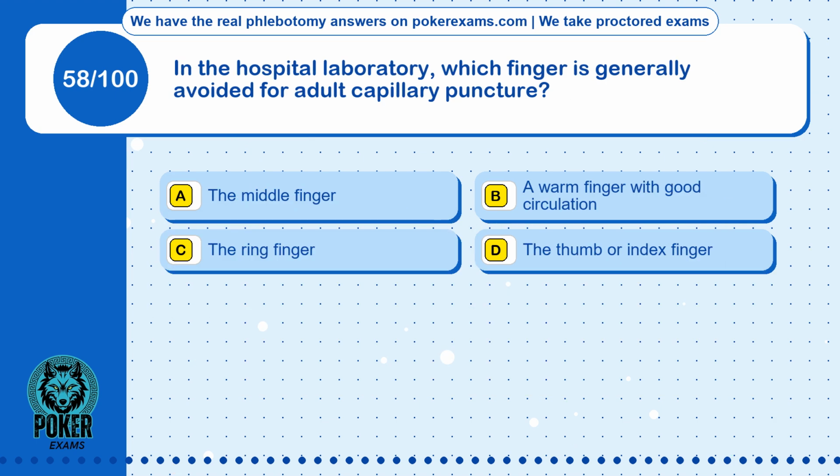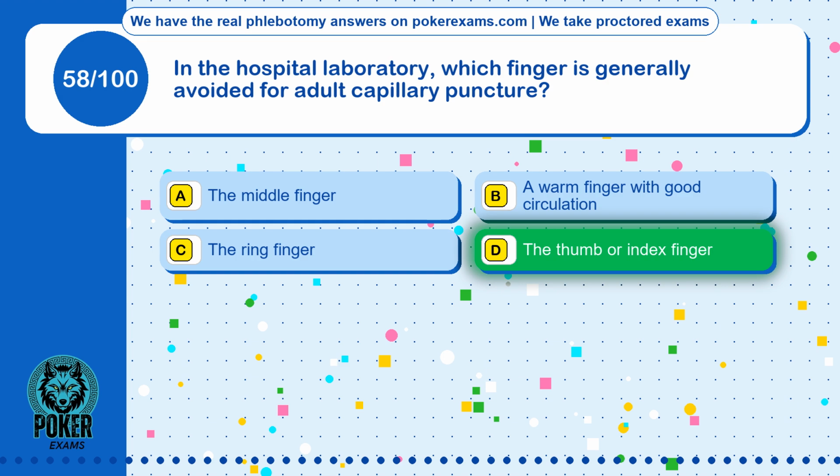Question 58. In the hospital laboratory, which finger is generally avoided for adult capillary puncture? Option A. The middle finger. Option B. A warm finger with good circulation. Option C. The ring finger. Option D. The thumb or index finger.